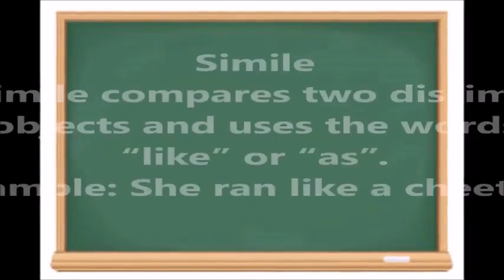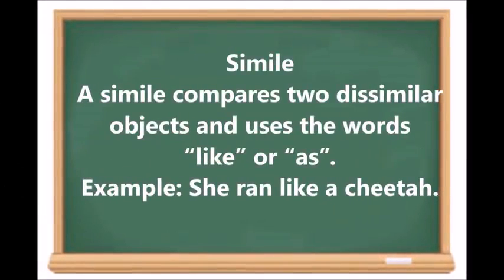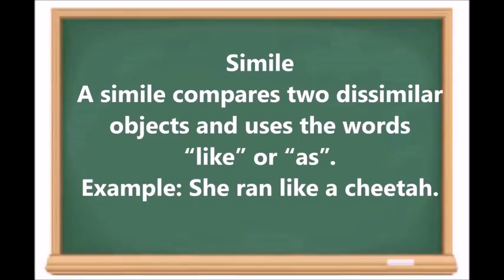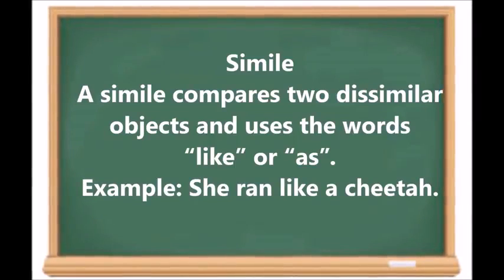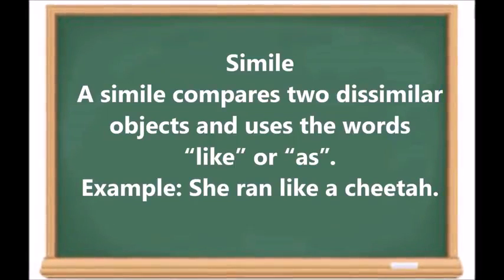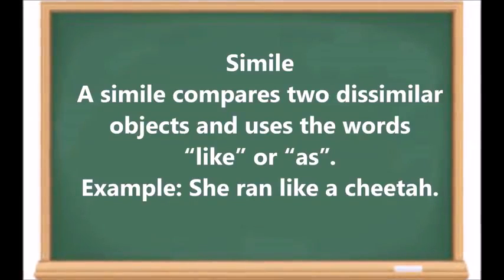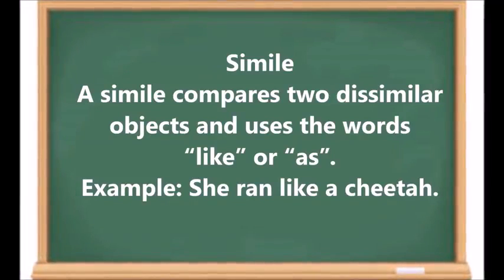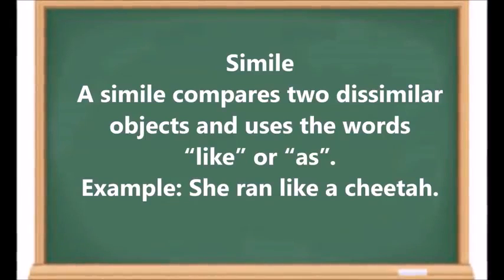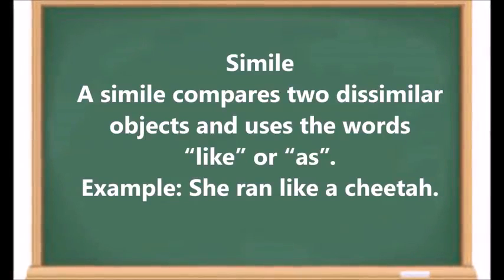Now, the first term in figurative language I'll be talking about is similes. A simile is a comparison of two unlike things using the words like or as. So remember, a simile is comparing one noun to another, and it has to use the word like or as. In our first example, she ran like a cheetah is comparing the pronoun she to the noun cheetah, and it has the word like.